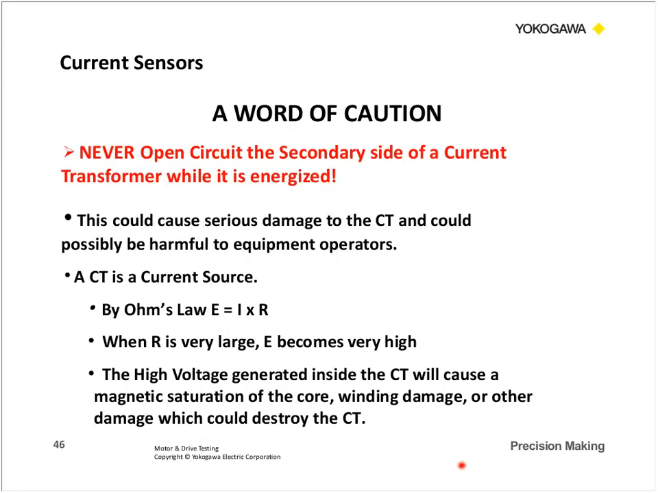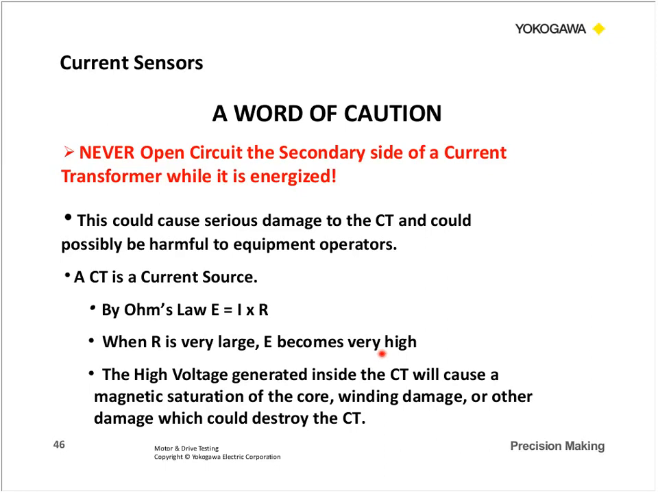A word of caution, if you're using a standard instrument transformer, never open circuit the secondary side of a transformer while it's energized. If you've got current going through that CT, do not open the secondary side. Can cause serious damage to the CT, can possibly be harmful to the equipment and the operator. Remember, a CT, a current transformer, is a current source. So going back to Ohm's law, where E equals I times R, if R becomes very large, we open circuit it, the internal voltage inside that CT becomes very high.